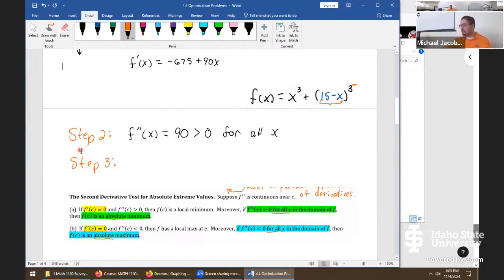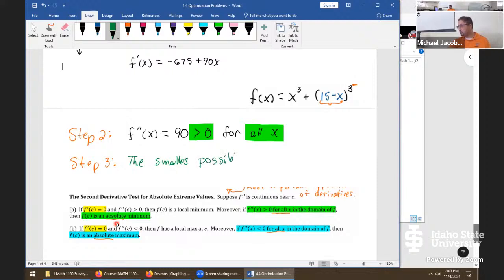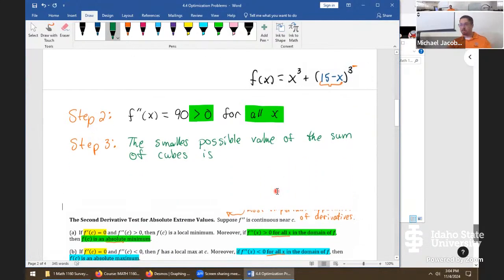Here's f of x. Now in step 3, we can now make our big conclusion. Because of bigger than 0, and because this happens for all x, we can now say the smallest, we're saying smallest because we found an absolute minimum, the smallest possible value of the sum of cubes is, and let's give it a little bit more space. I'm always kind of amazed at how much space we need.